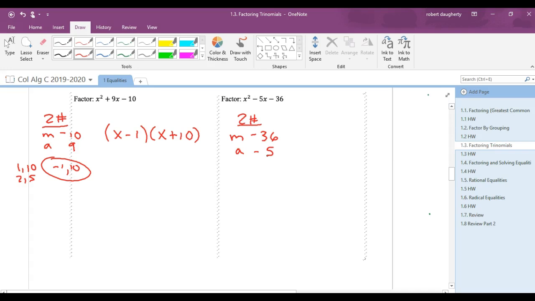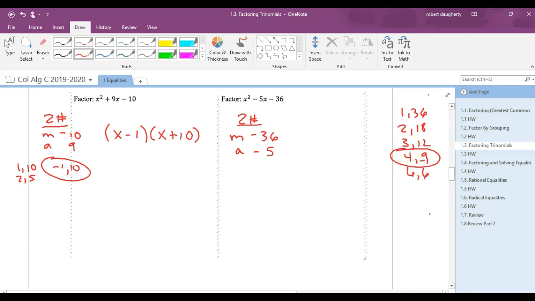Yeah, so 9 and 4. If you do this for a while, you'll get the hang of it. If you didn't know that, you can just come over here. It's 1 and 36, 2 and 18, 3 and 12, 4 and 9, 6 and 6. Those are the only ways to get 36. And then, which is the only way I can add those together and get a negative 5? Yeah, the only way I can get a negative 5 is this scenario.